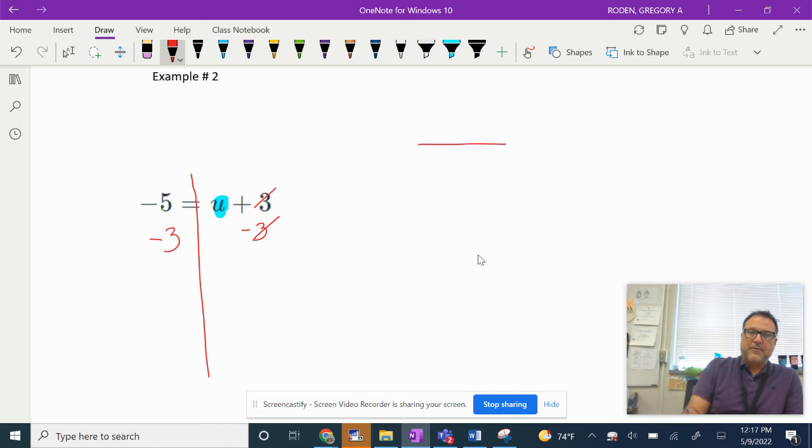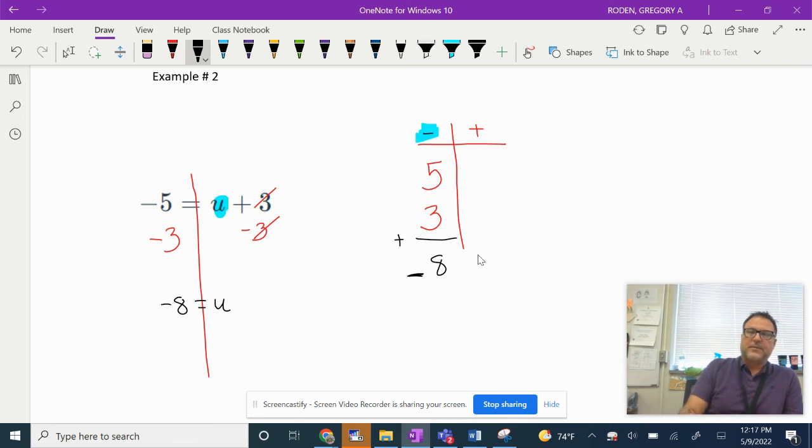So now I'm going to go over and do my positive negative chart. So I put the negative and the positive. Well, the 5 is negative and the 3 is negative because I'm subtracting, and that's a negative. So when they're on the same side, you add and you keep the sign on top. In this case, it's going to be negative. So this is going to be negative. 5 plus 3 is 8, so it's -8. So you get u equals -8.